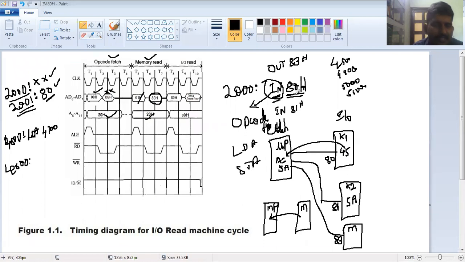Consider IN 80H, what will the machine understand? IN means it is going to take it from the keyboard. That it understood. At present, I am explaining about only IN 80H. I'm not talking about output and all. Only IN 80H alone I am considering. This timing diagram is only for the IN instruction.